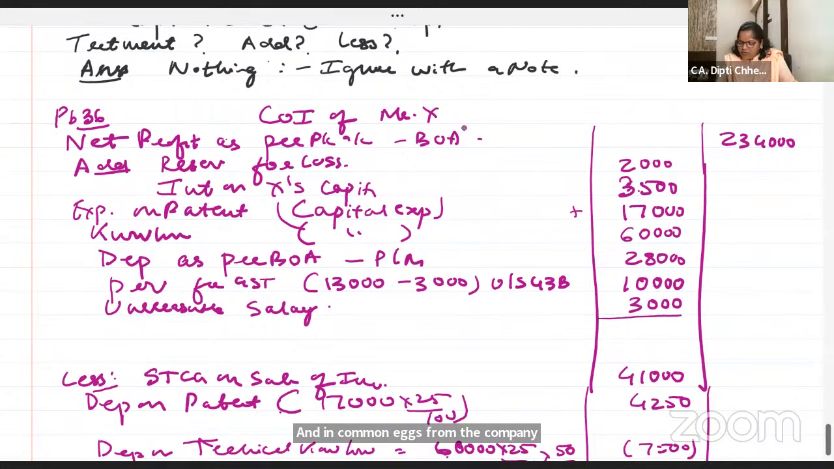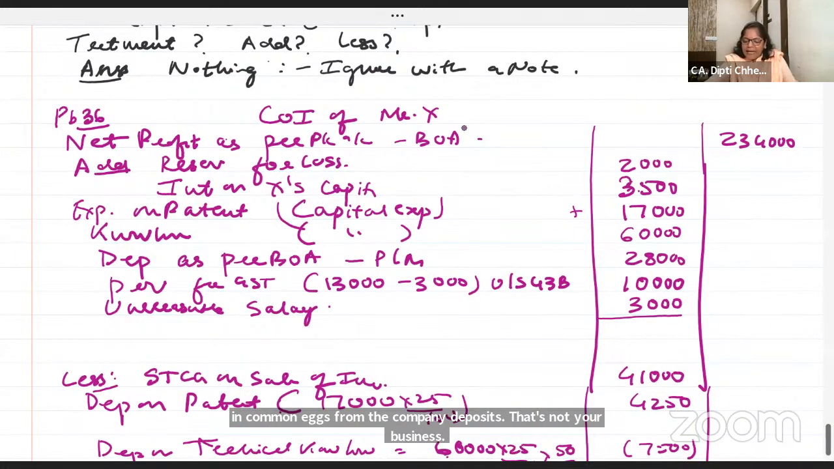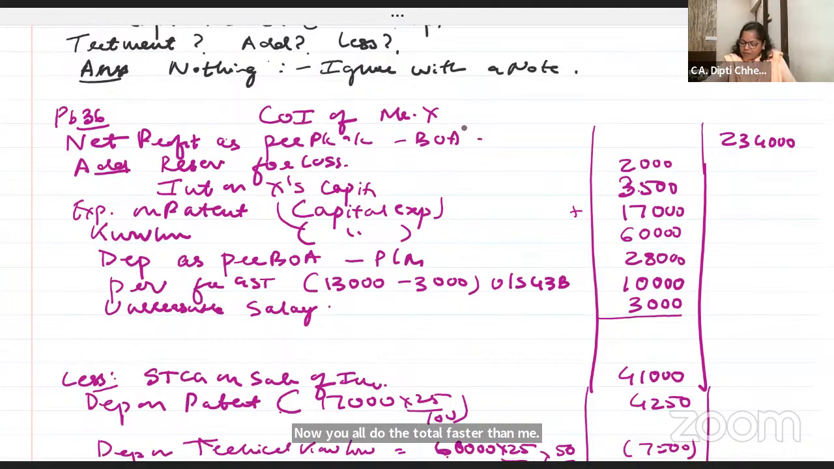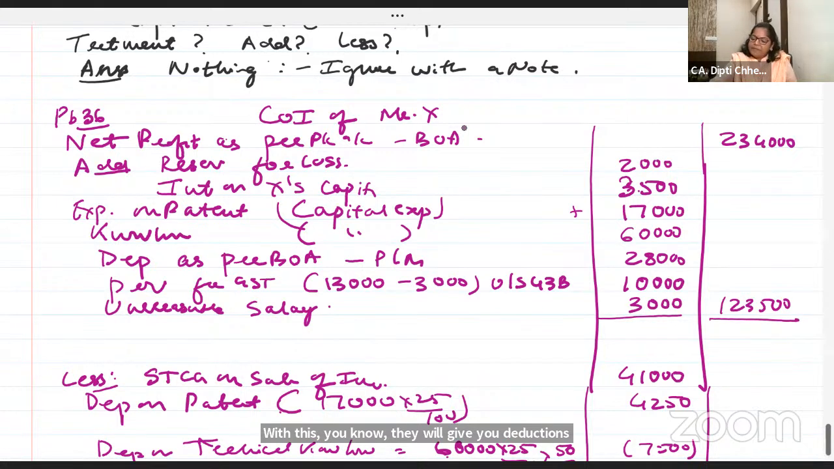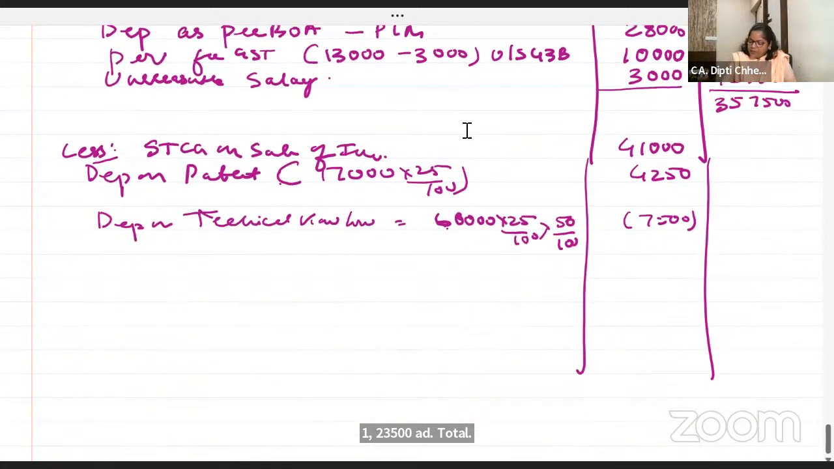Now you all do the total faster, as I have put a lot of my energy into the explanation. 2,000, 3,500, 17, 60,000, 28,000. With this, they will give you deductions and all. Total income problems. Add. 123,500 is the total of the add-backs. Less.